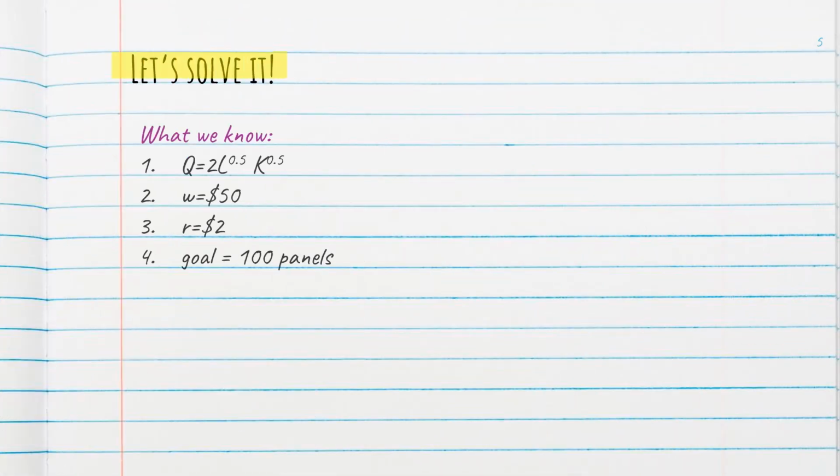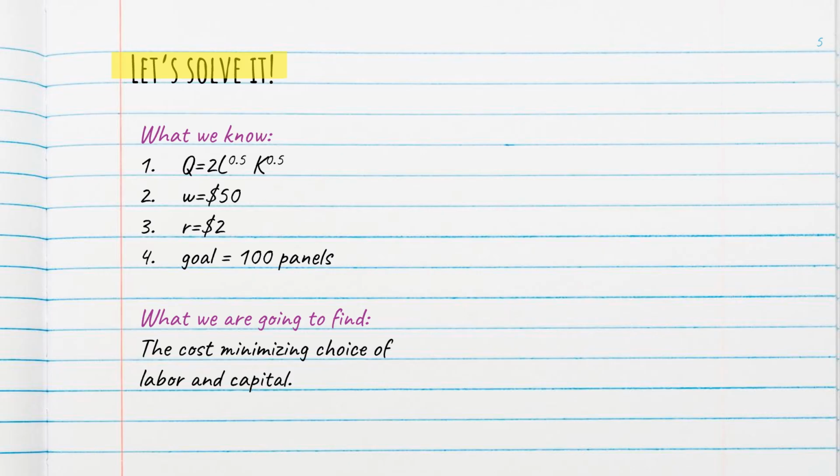It's time for us to solve this question. Here's what we know. Production function, wage, rent, and the output goal of 100 panels. What we're trying to find is the cost minimizing choice of labor and capital. The first thing that we're going to do is we have to find those marginal products so that we can set up the tangency condition.